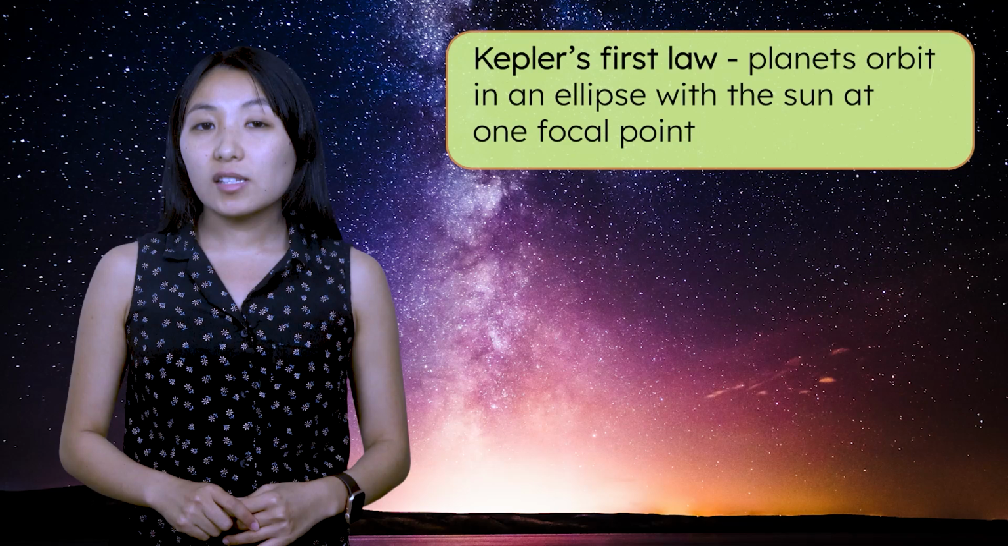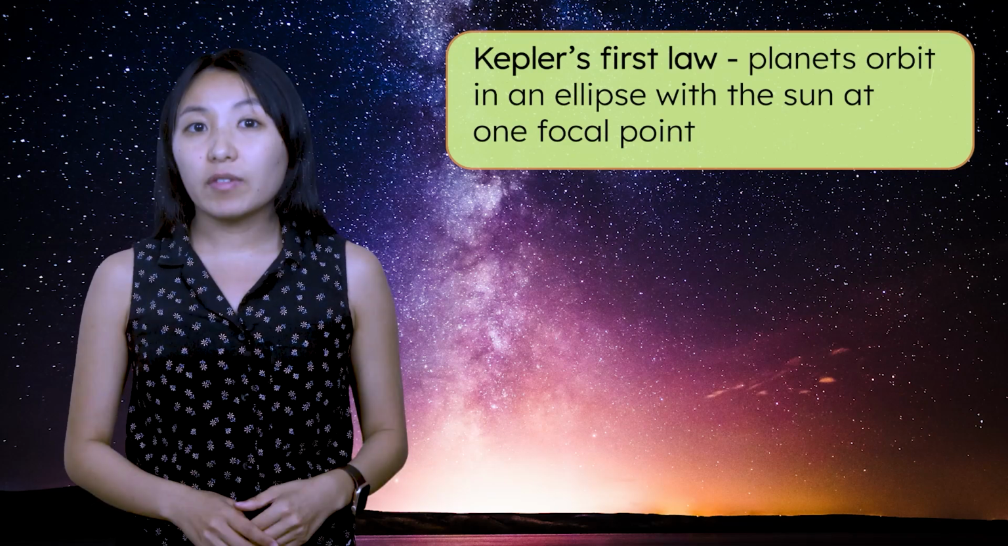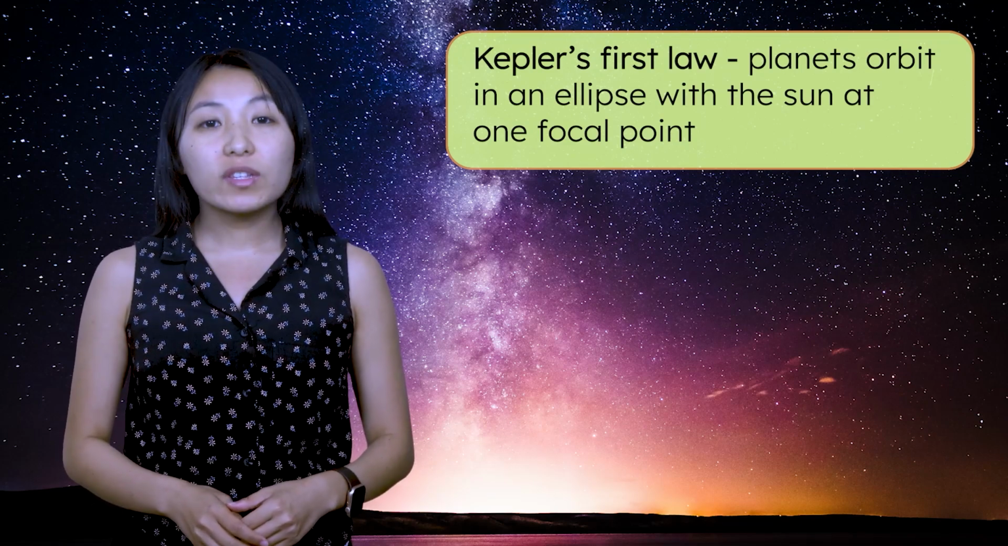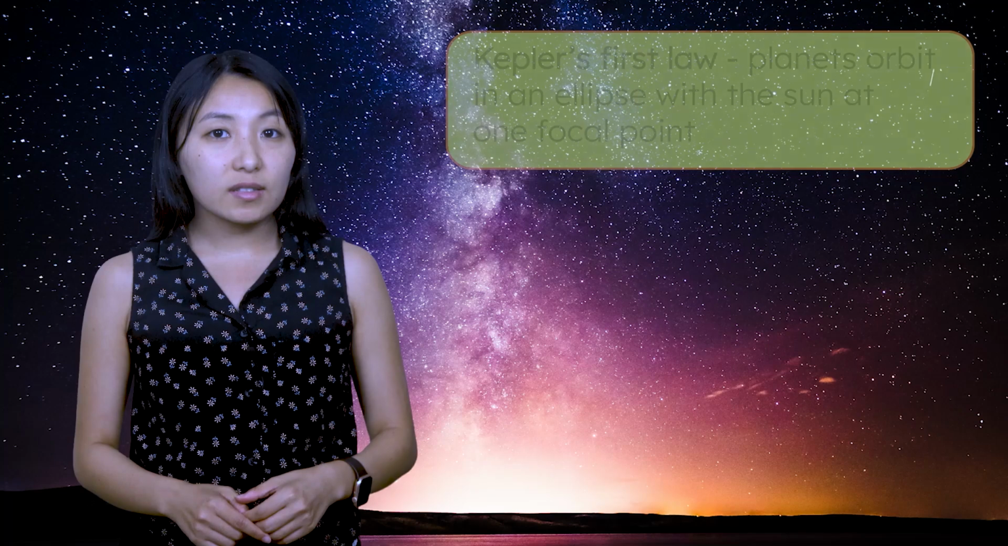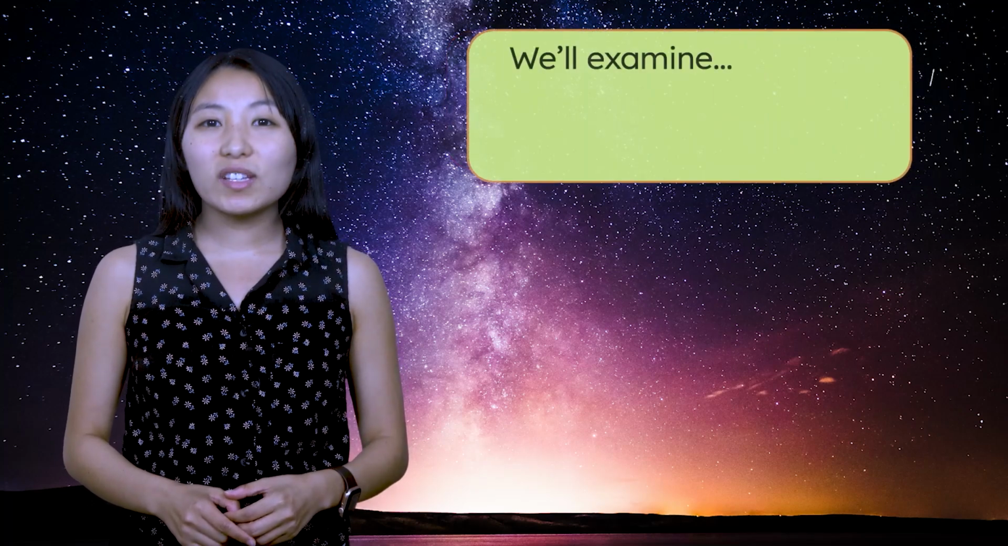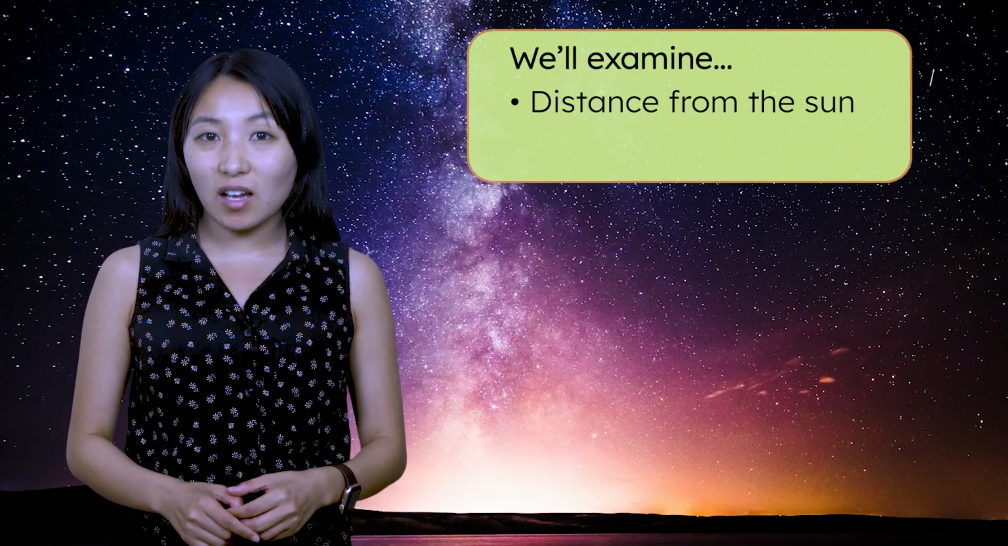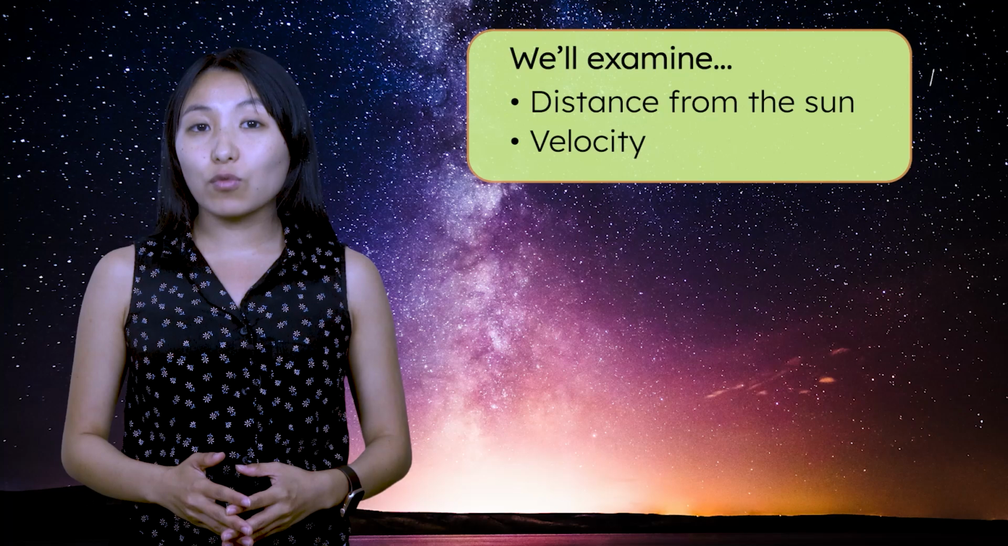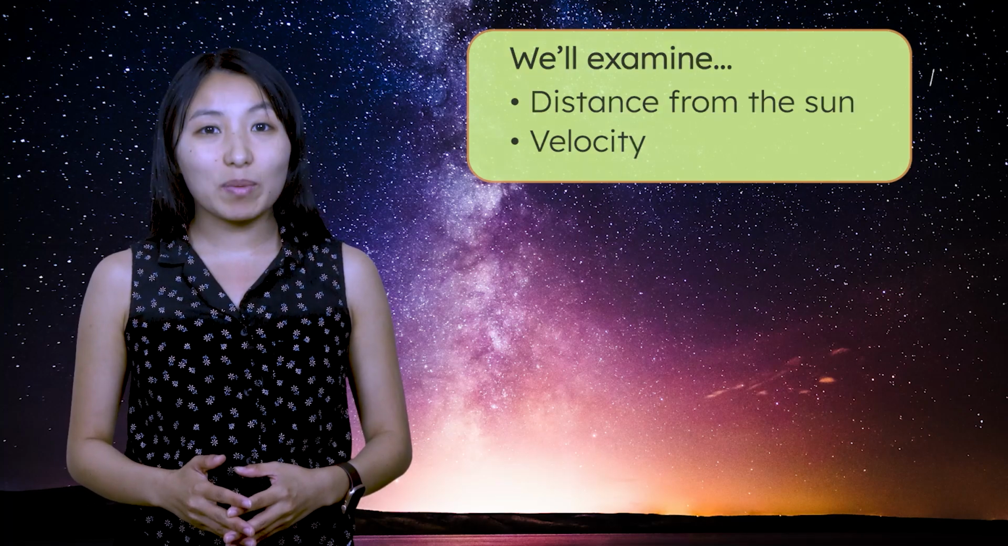Now that you have the simulation open, let's start modeling Kepler's first law. This law describes the shape of a planet's orbit as an ellipse with the Sun at one focal point. In this section of the lab, we'll examine how a planet's distance from the Sun and its velocity play a role in creating that elliptical shape.